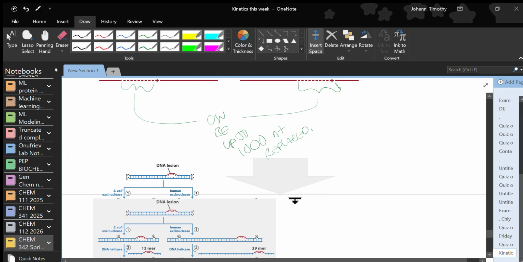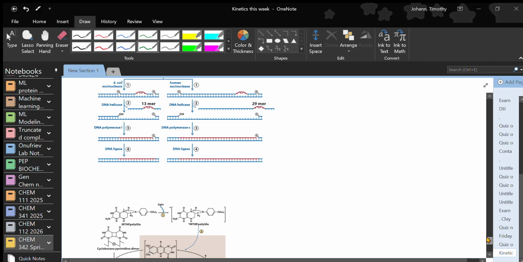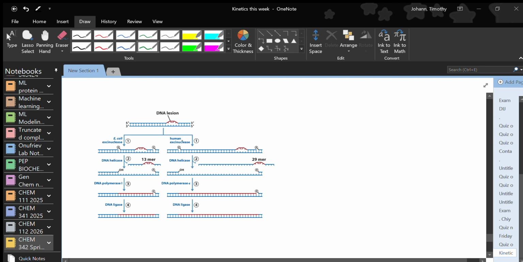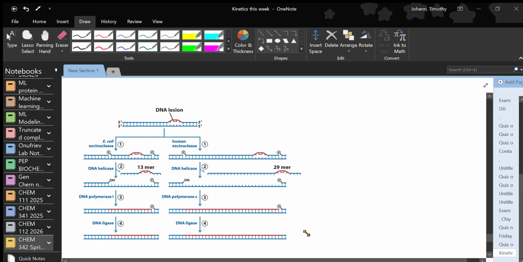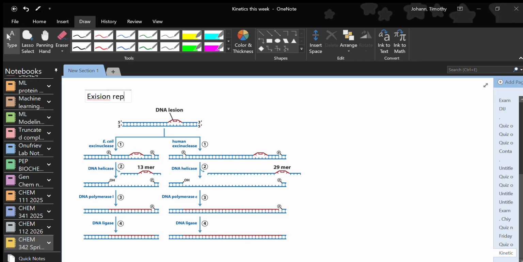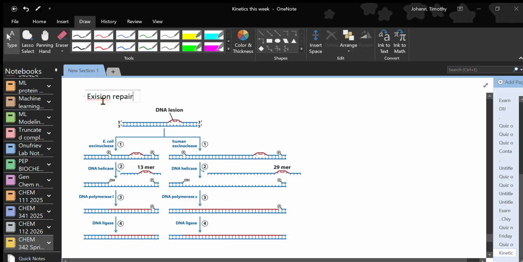Okay, last one, and then we'll go. We've got 2 minutes. We're going to talk about lesion repair. This is an example of what is missing in xeroderma pigmentosum. So this is called excision repair, not base excision repair. Am I spelling excision wrong? Yeah. Thank you. And so what happens, you have some sort of DNA lesion here.